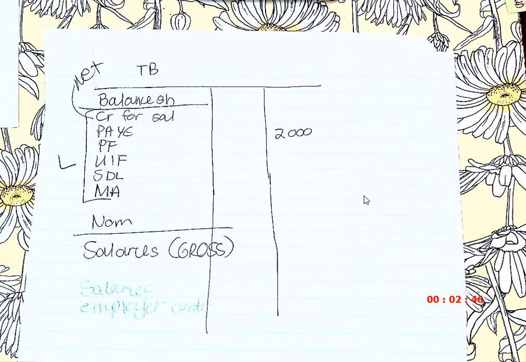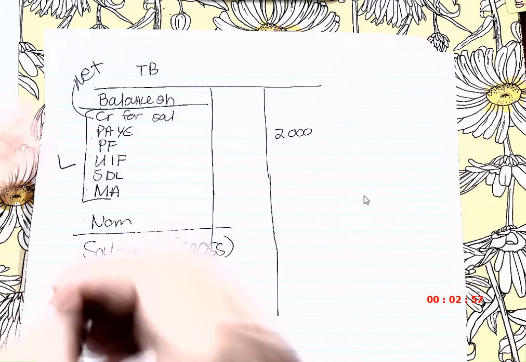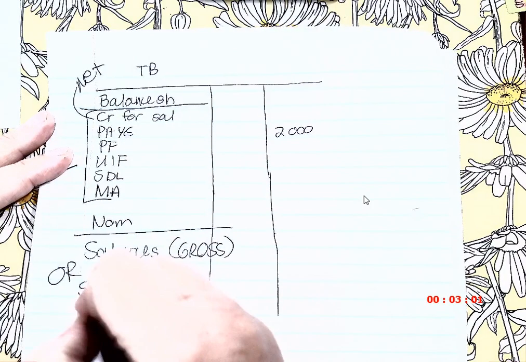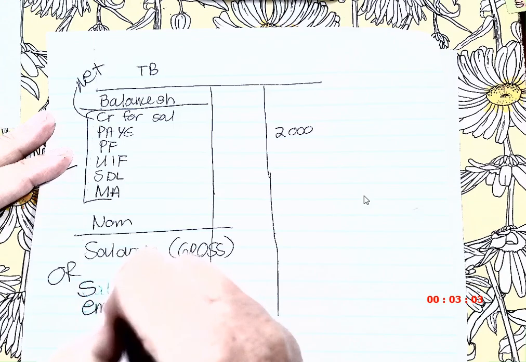Okay? That is not visible. Is it not visible? It's not visible at all. But I can see it, so that's all that worries. So they can have salaries and employer contributions.